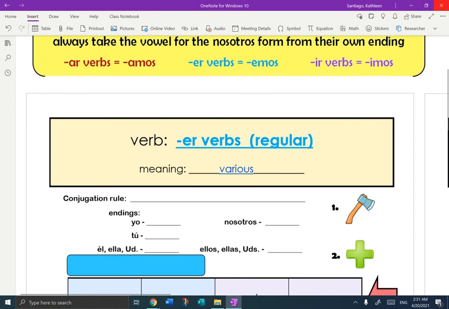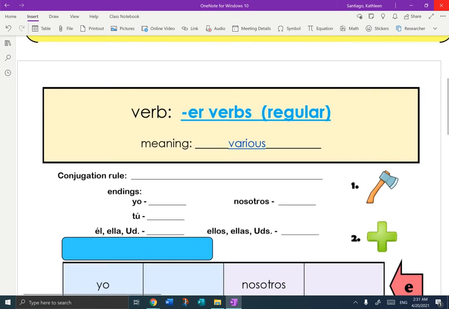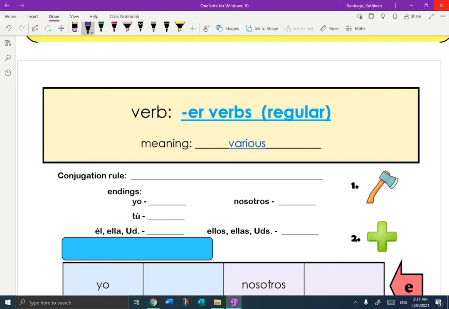On the chart, it says ER verbs regular. The meanings are various. So the conjugation rule is, right, that they are a simple chop and add. So regular verbs, I'm just going to write regular, and then it is a chop and add. And we see that over to the side. What are we chopping off? Well, these are ER verbs. We're going to chop off the ER ending, and then we're going to add in the ER endings that are appropriate for each section of the chart.